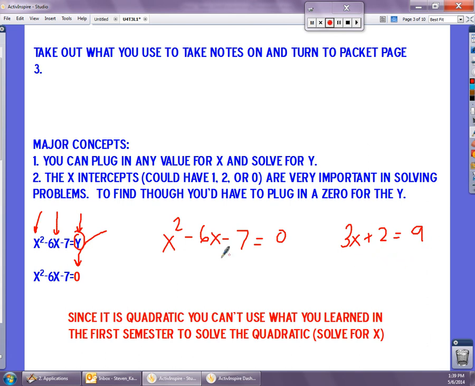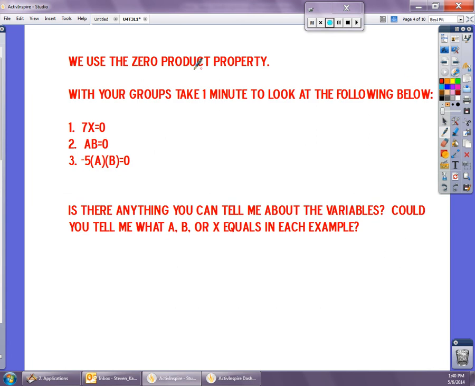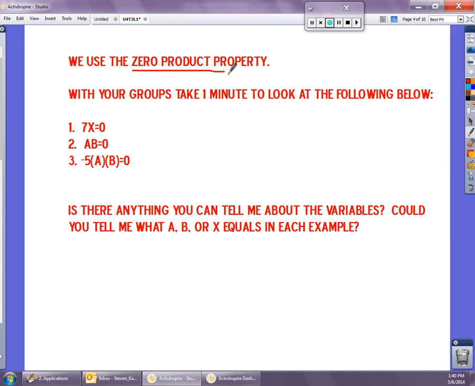It's really easy. When you have this equation equal to 0, since there's an x here and there's an x here, you can't just cancel it out by dividing by x. There's a different method that you have to use to solve for x, to find out what x has to be in this equation. Well, what we've learned is we use what is called the zero product property.